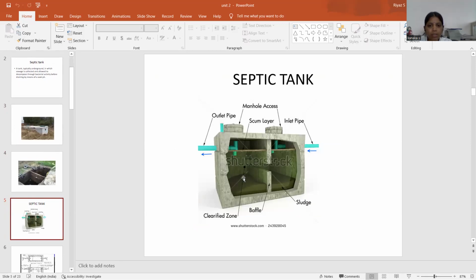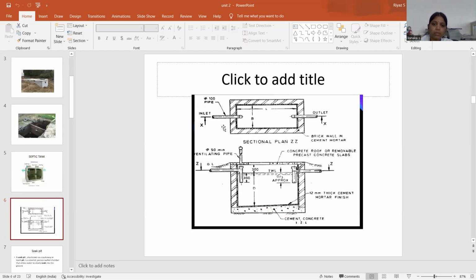Septic tank, this is the outside pipe. This is the manhole access, scum layer, and then inlet pipes, and this is sludge, and then the clear zone, the baffle. So this is the septic tank section and the elevation, the sectional plan and elevation.